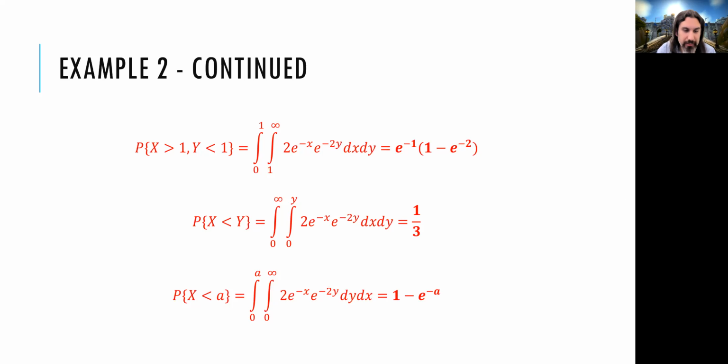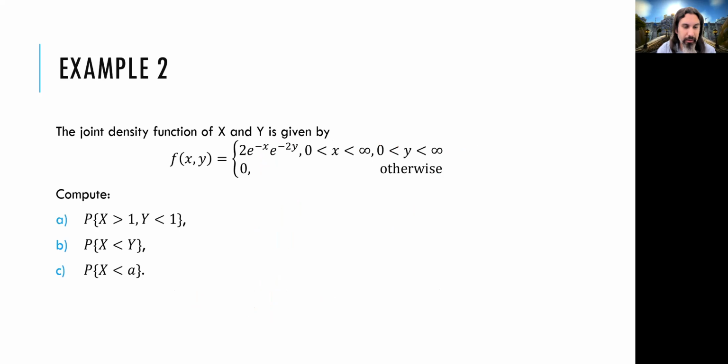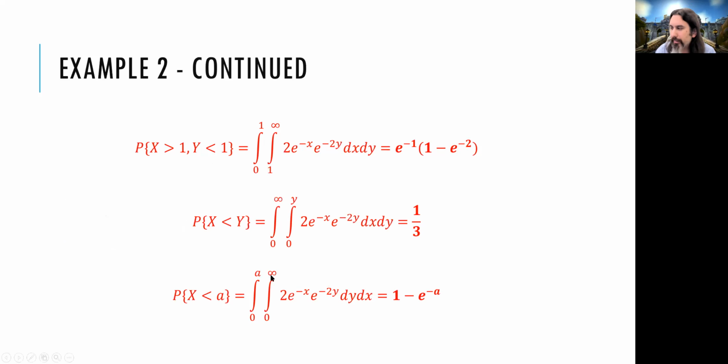Now, on the last part, the C part, it's asking us the probability of x being less than a. Now, this is the marginal probability. We don't have any y values here, so it can be all y values. So I have to get rid of y. All I have to do is integrate y from 0 to infinity, and then integrate x from 0 to a.